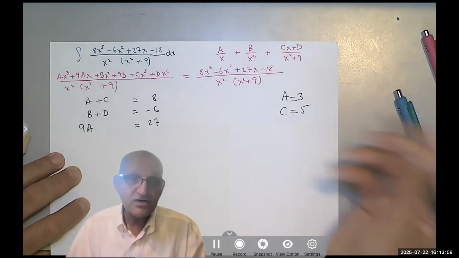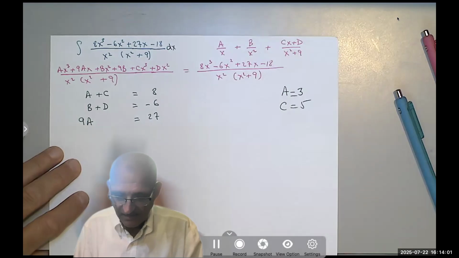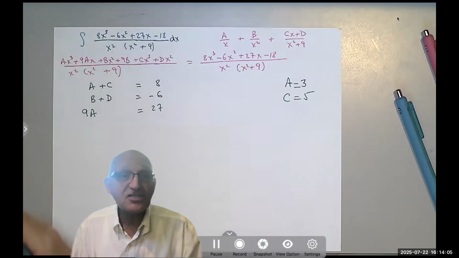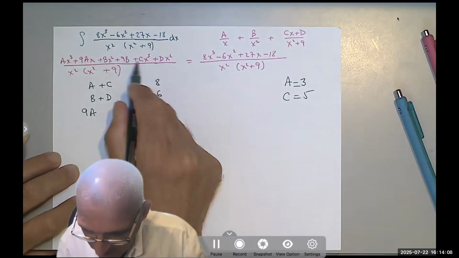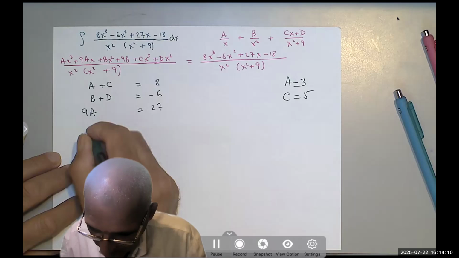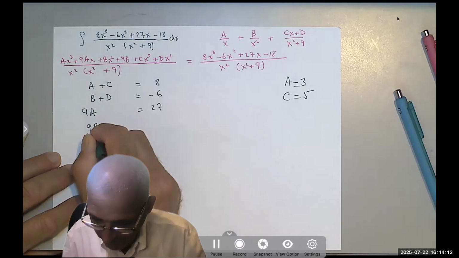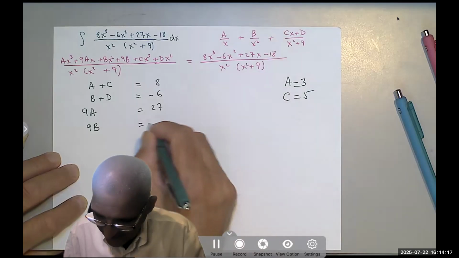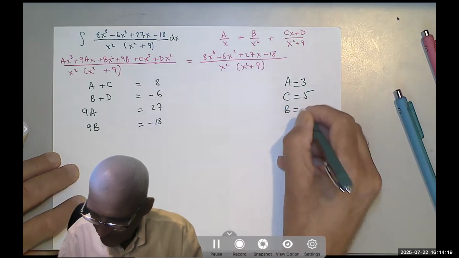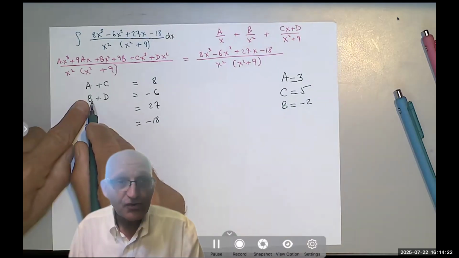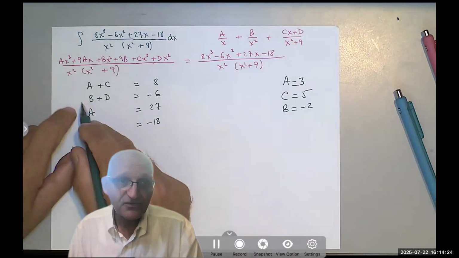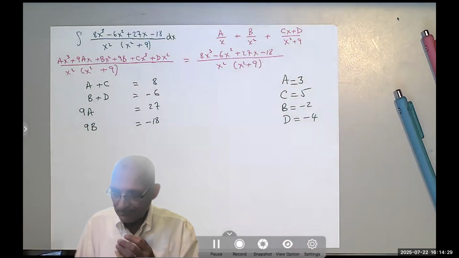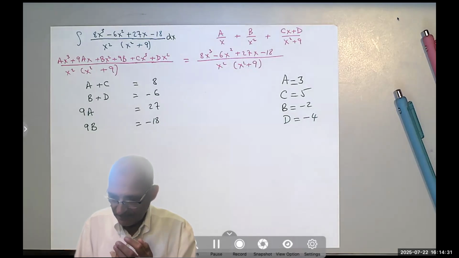You see how easy I found these two? But b and d didn't show up. They will show up at the end when I take the coefficients of the constant. Constant here, I have only 9b. And the constant here is negative 18. So b is negative 2. If b is negative 2, then d is negative 4. So negative 2 minus 4 is negative 6. Okay?